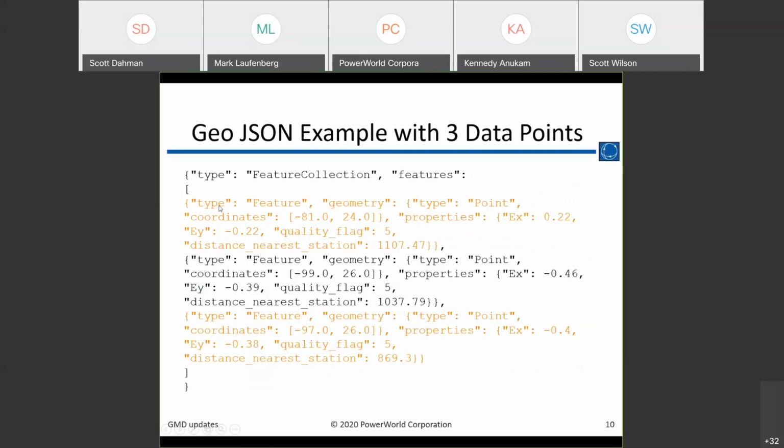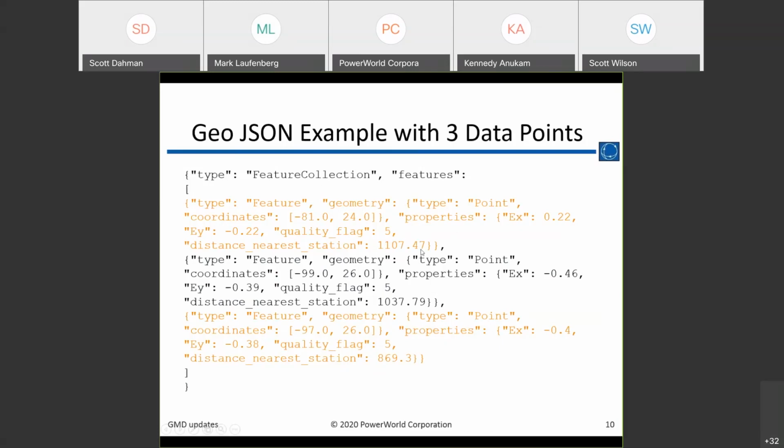And it's a little bit more verbose. Actually, it's a lot more verbose than what we had before because the points are arbitrary. But here's a point at minus 81 degrees longitude and 24 degrees latitude, and the X component of the E field, so the eastward component and the northward component of the E field, and then just some metadata about the measurement as well.